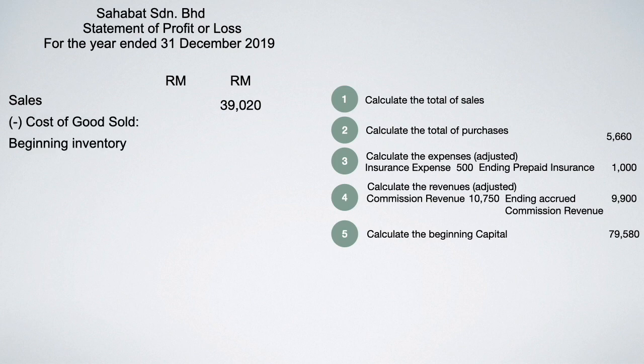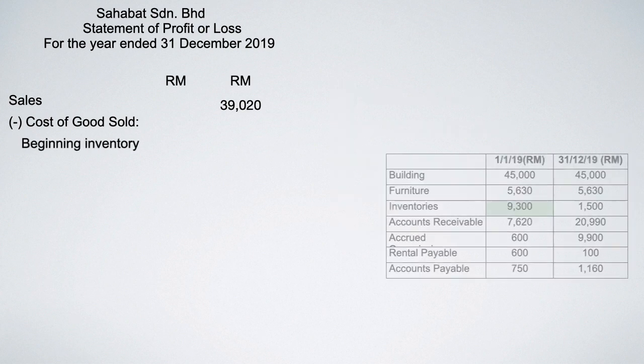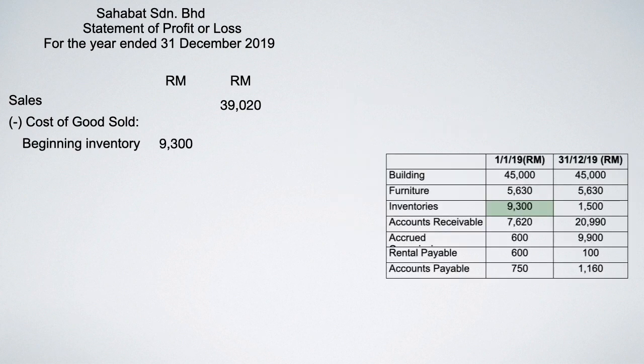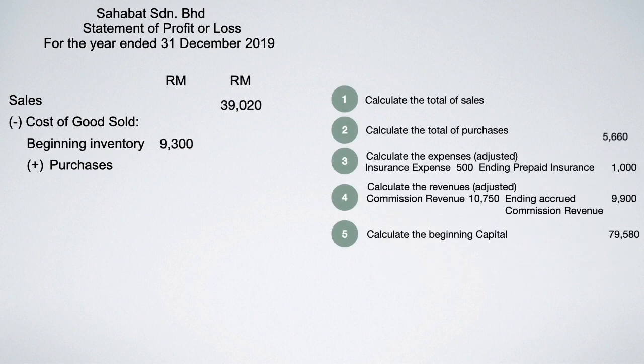We will start with beginning inventories. Okay, the number is coming from the beginning information from the table given in the questions. Okay, we have 9,300 there. And then we plus with the purchases amounts. We just calculated. You bawa saja.